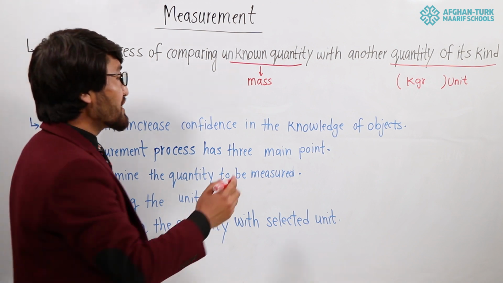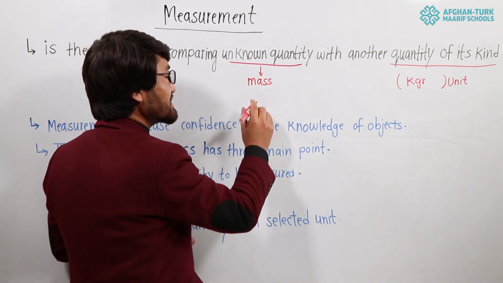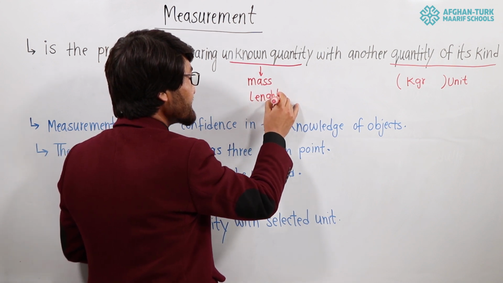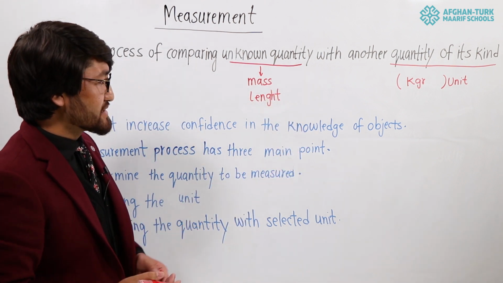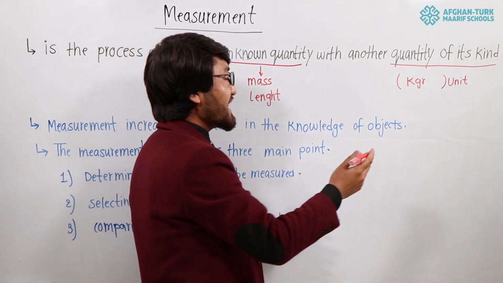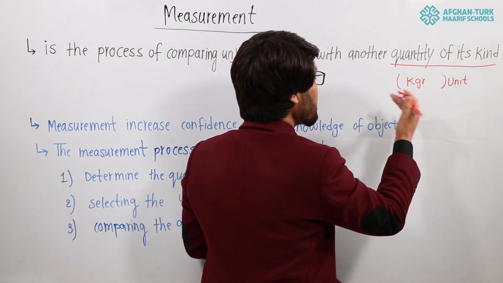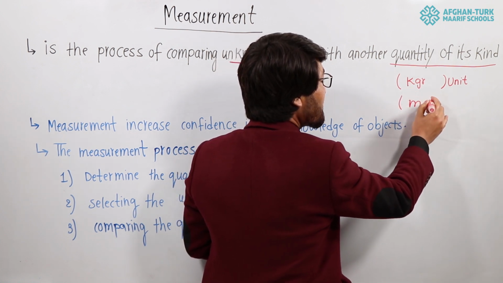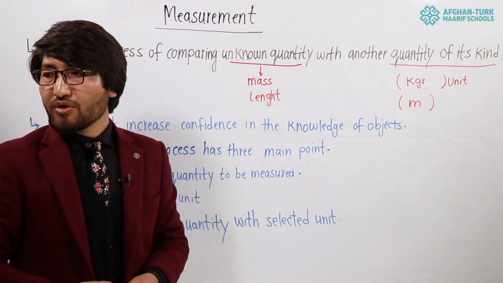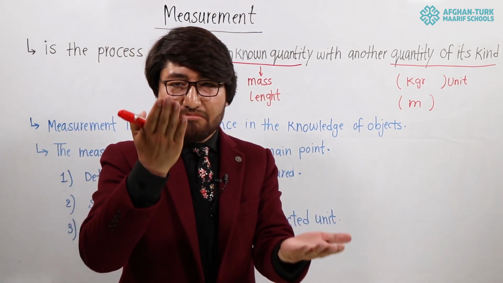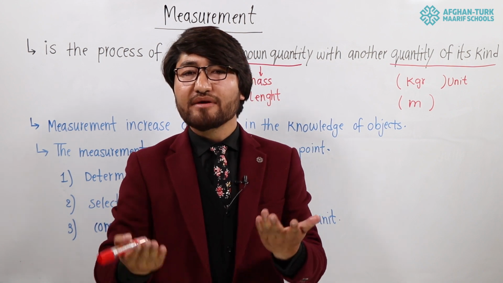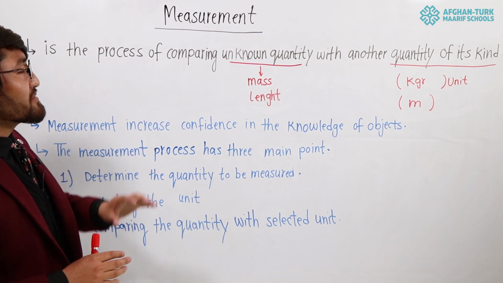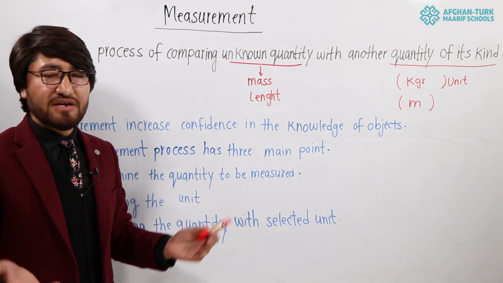This is called measurement. Another example: here we have length. Length is another quantity. We want to measure length, so we need a unit. What is the unit of length? Meter, m. We compare length with the meter. This is called what? Measurement. Okay, this is the definition of measurement from 7th grade.